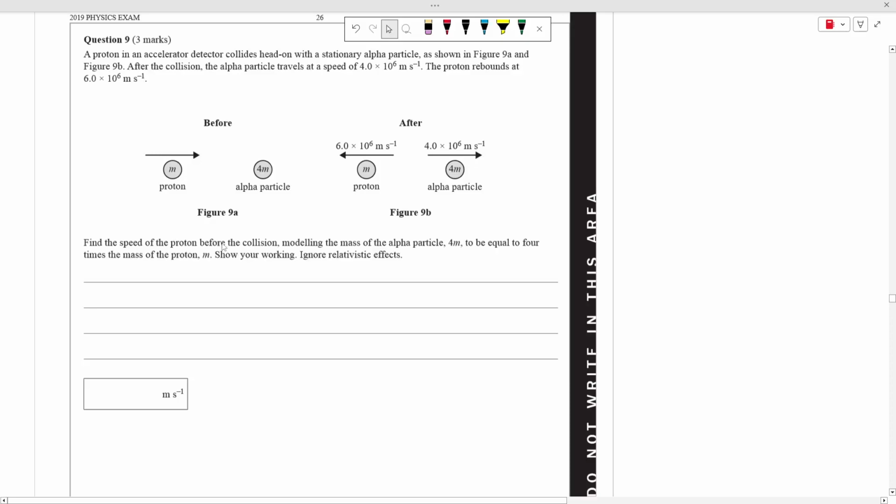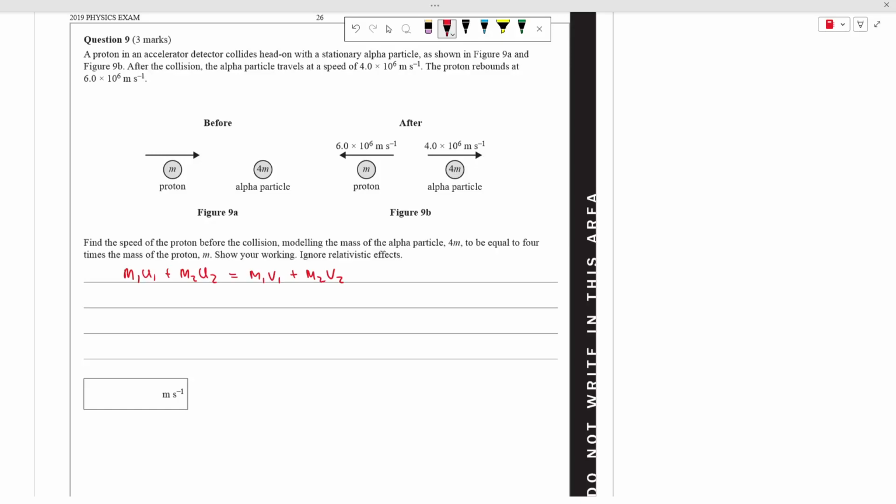Find the speed of the proton before the collision, modeling the mass of the alpha particle 4m to be equal to 4 times the mass of the proton m. Show your working, ignore relativistic effects. So this to me just looks like a straightforward momentum question. So let's start by writing down a momentum equation. m1 u1 plus m2 u2 equals m1 v1 plus m2 v2.